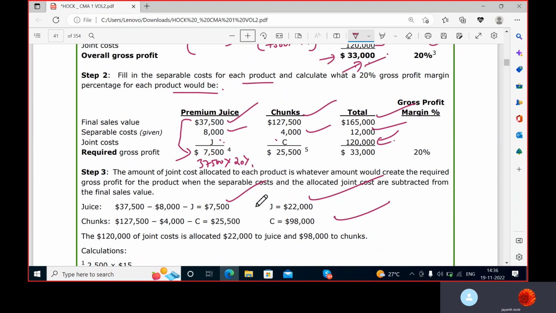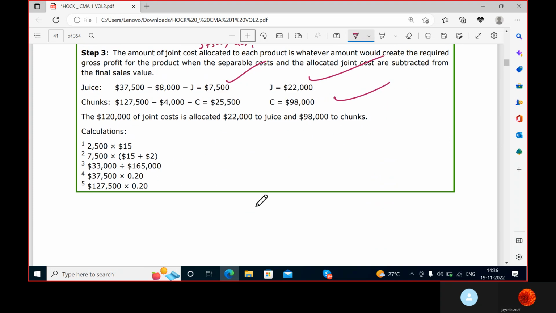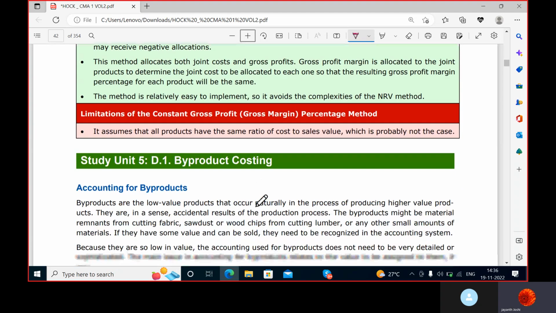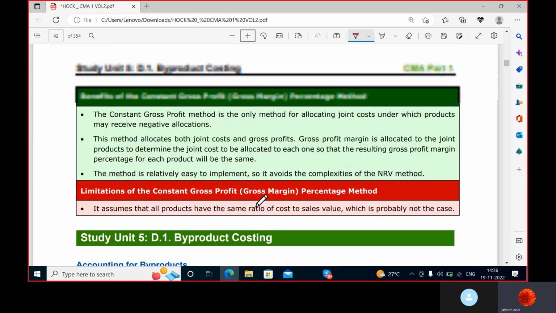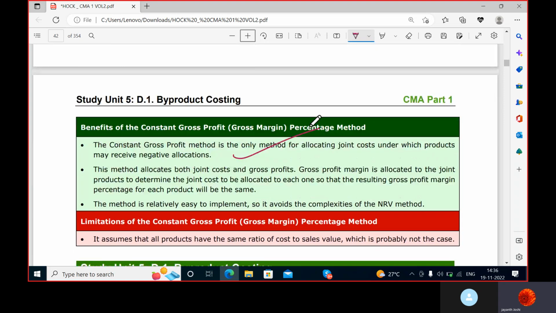Just see this. You need to get the gross profit percentage, that is the main thing. After that, it's simple calculation, just the amounts. That's it. This, Zarina, we have finished. This is applicable when you know the sales value. You can find out the gross profit percentage and do it.